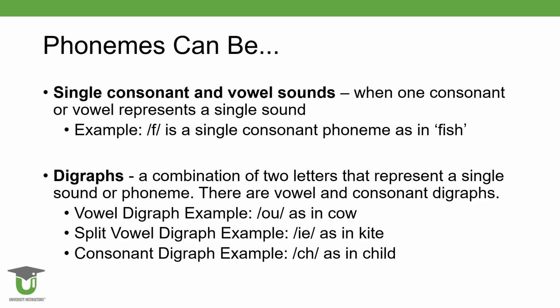A digraph is a combination of two letters that represent a single sound, or phoneme, in the English language. Digraphs are essential for reading and writing in English because they represent sounds that are not always predictable from their individual letters. A vowel digraph example, ow, as in cow. A split vowel digraph example, i-e, as in kite. And a consonant digraph example, ch, as in child.